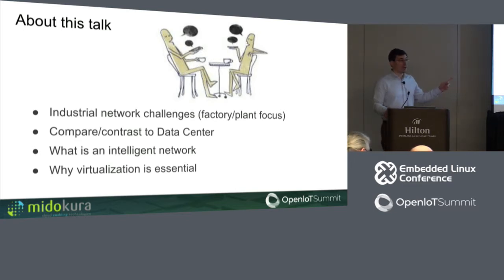So I'm going to describe what I perceive as industrial network challenges, focusing on factory and plant networks, which is what I've been looking at primarily. I'm going to compare and contrast those challenges with what the data center has seen in recent years. And then I'm going to describe what kind of network I think we want. And finally, why virtualizing the industrial network becomes essential and a necessary step to achieving that network intelligence.